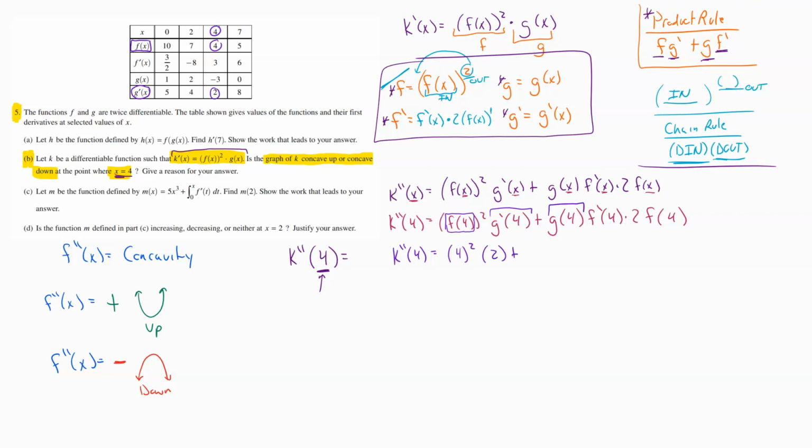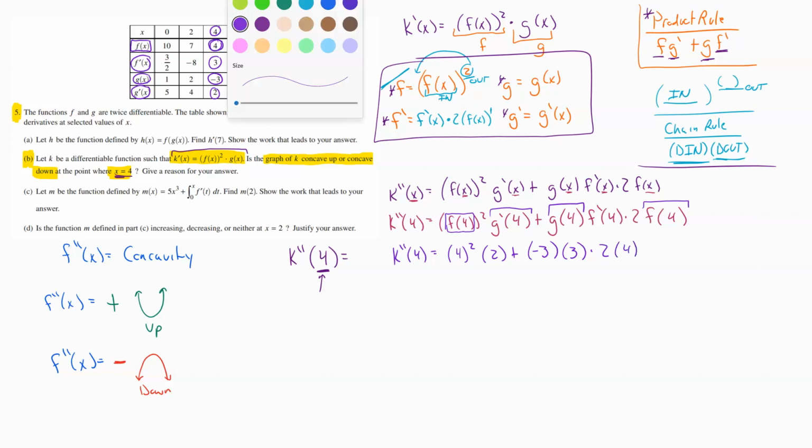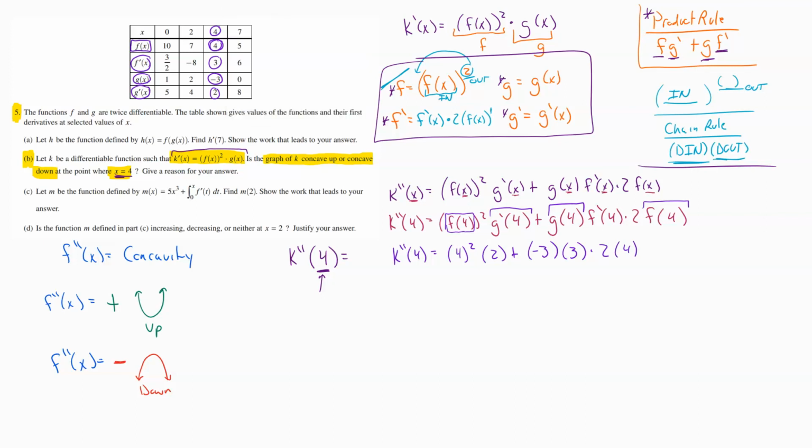Plus G of 4, that would be negative 3. So the G value at 4 is negative 3. Times f prime of 4. So f prime times 3 times 2, and then 2 from the equation, and then f of 4 again, we already figured that out from up above. That is still 4. And we'll just do some multiplication here, right? Let's do some quick math.